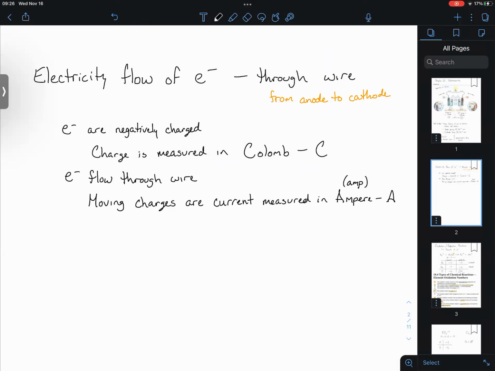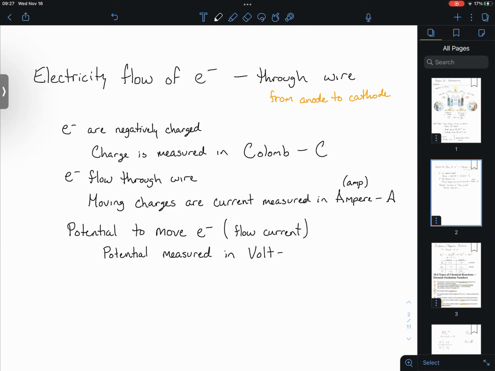All right, and then lastly, and this is going to be very important, the potential to move electrons, or another way of saying the potential to flow current, or just have current, I guess, although that sounds a little weird, is what's called potential, and this is measured in volts, V, and 1 volt is 1 joule per coulomb.